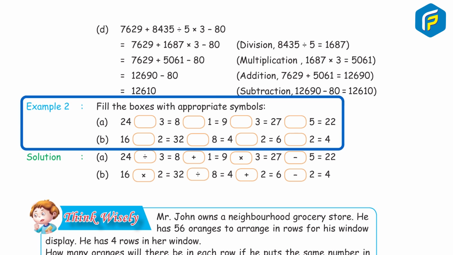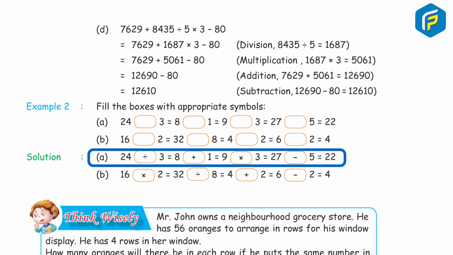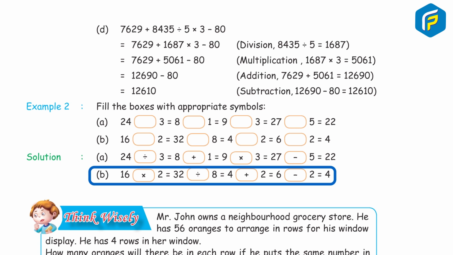Example 2. Fill the boxes with appropriate symbols. Solution. A. 24 divided by 3 equals 8, plus 1 equals 9, into 3 is equal to 27, minus 5 is equal to 22. B. 16 into 2 is equal to 32, divided by 8 is equal to 4, plus 2 is equal to 6, minus 2 is equal to 4.